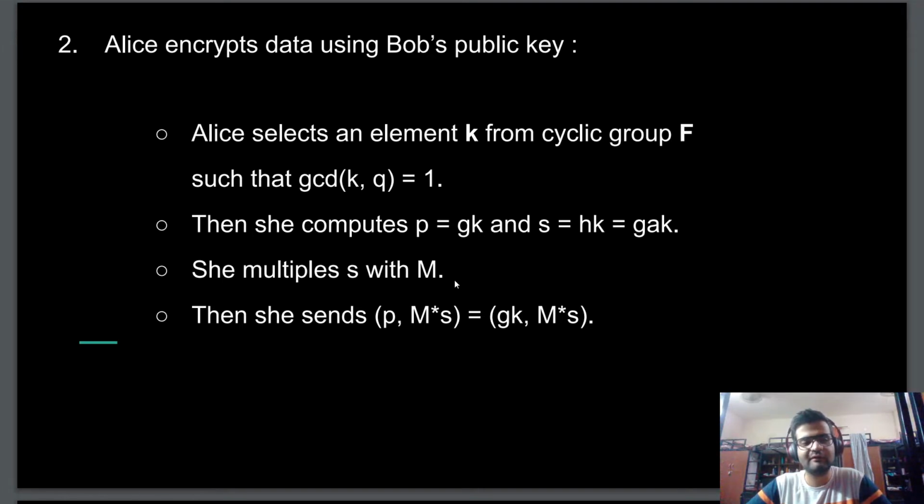M is the message that Alice wants to send to Bob, but in an encrypted manner. So she will multiply the whole message with S, and then she will send P comma M multiplied by S. Since we can see that P equals G^K, and M multiplied by S equals M multiplied by S, she will send this information to Bob.